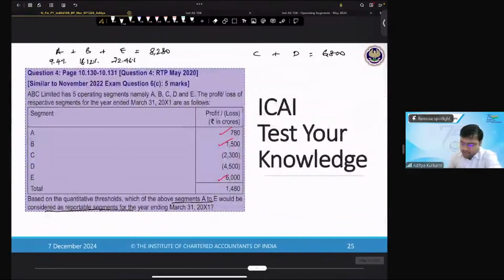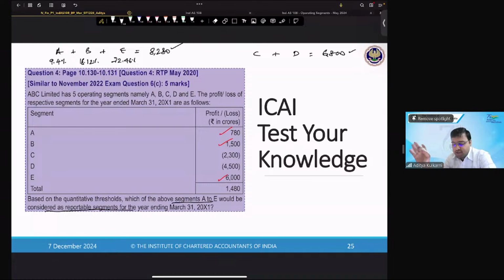See, combined profit is 8280. Combined loss is 6800. So greater of the two is 8280 in absolute terms. So 8280 will be my benchmark number for determining the 10% profitability. It's not C and F separately as I showed in the earlier case. That's my bad. It should be greater of the two.